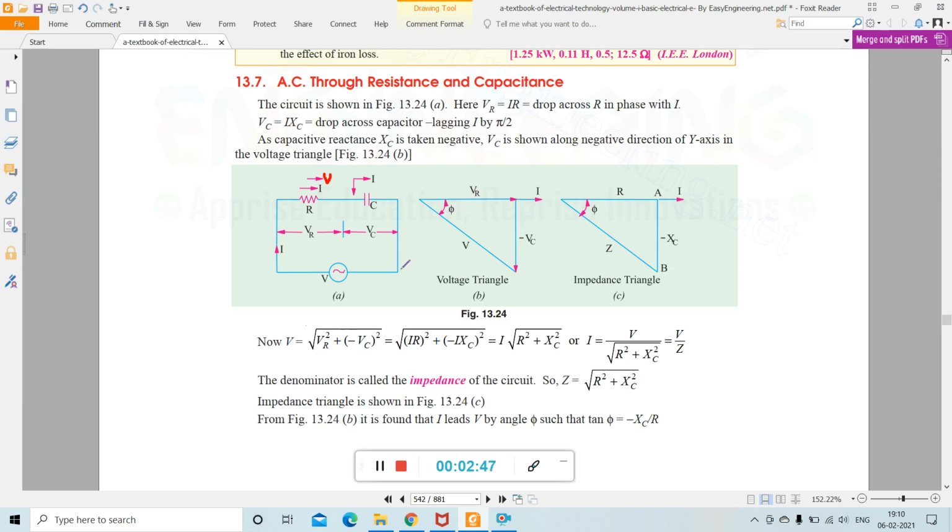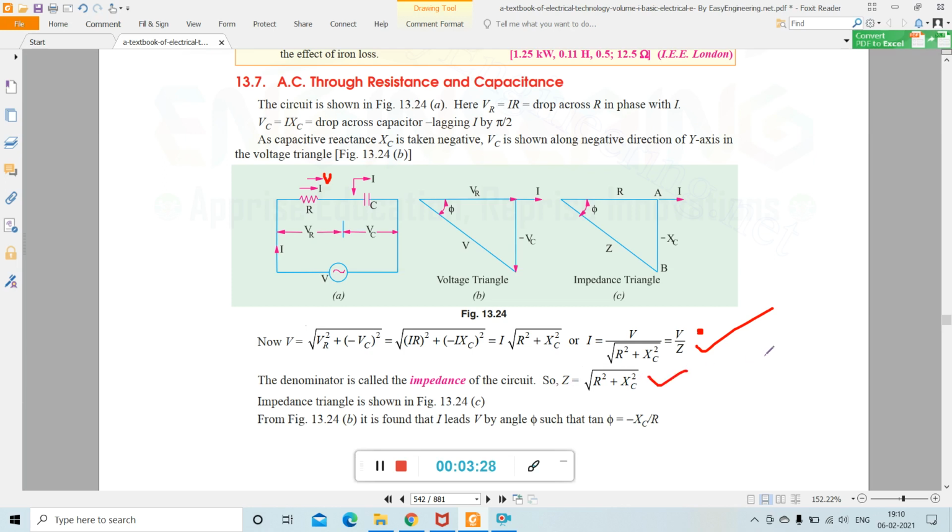Okay, so from this voltage triangle, V is equal to the square root of VR square plus VC square. This is the Pythagorean theorem applied here. VR is I into R and VC is I into XC. We put them here. Then from this expression, taking I common, V is I into root over of R square plus XC square, or you can write I is equal to V divided by root over of R square plus XC square, or V divided by Z.